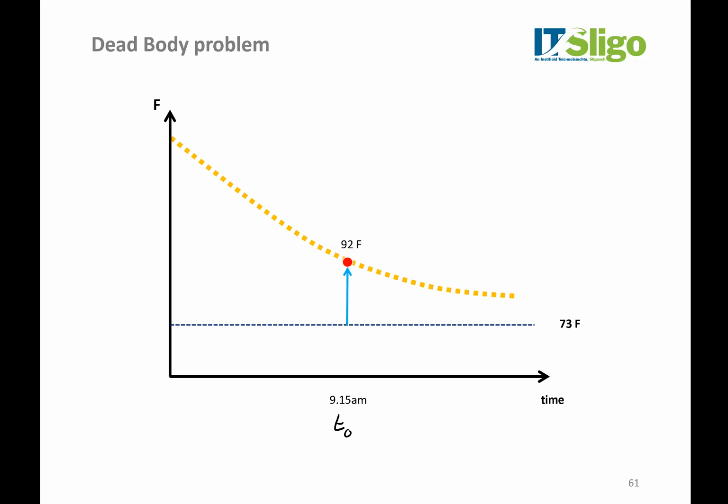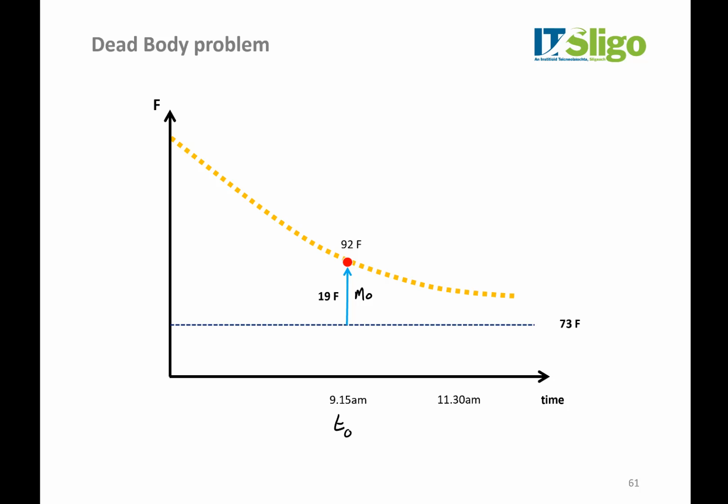So we're not actually interested in 92 degrees Fahrenheit. What we're interested in is how hot the body was compared to the room. What was the temperature difference between the body and the ambient temperature? In this case, it's 19 degrees Fahrenheit. So that's M0.